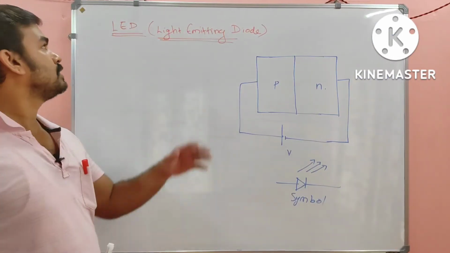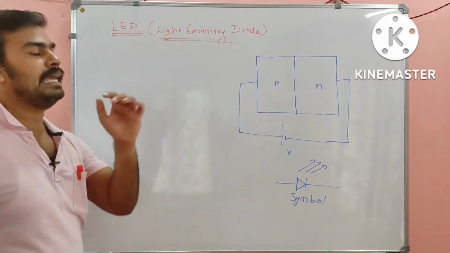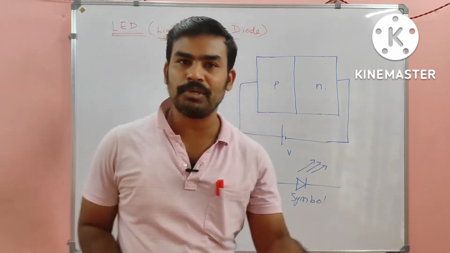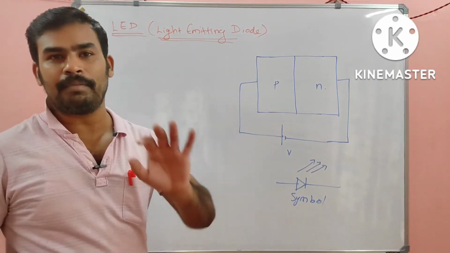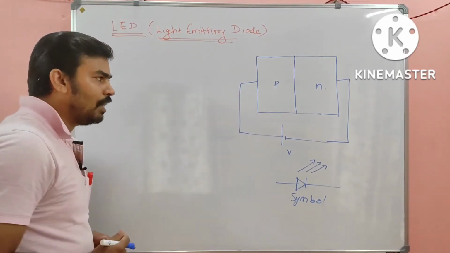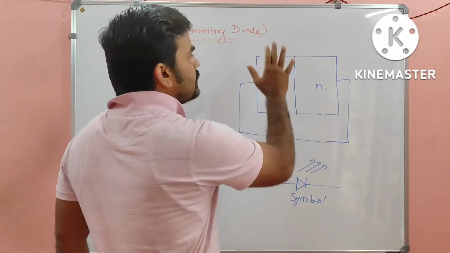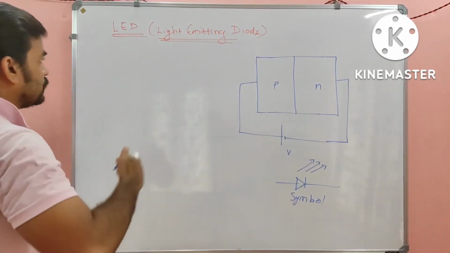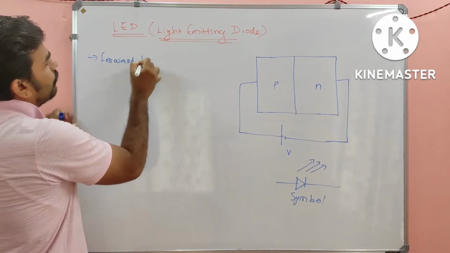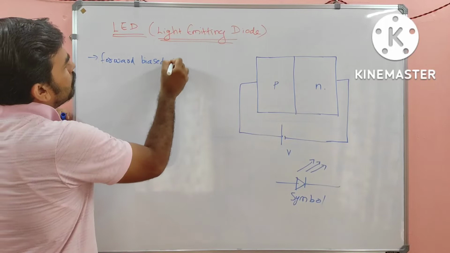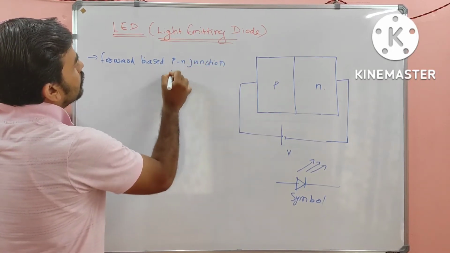So now we are going to discuss LED. LED is nothing but light emitting diode. This is also an optoelectronic device which can emit light if you give electrical energy to the PN junction. Let's see how it works. LED is nothing but a forward biased PN junction diode. That is a very important point you have to note.